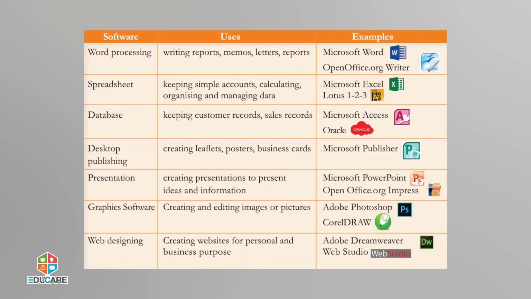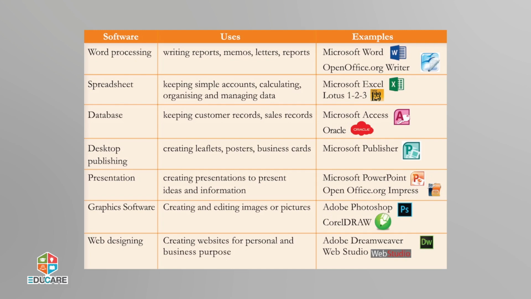Software uses examples. Word processing, writing reports, memos, letters. Microsoft Word, OpenOffice.org Writer. Spreadsheet, keeping simple accounts, calculating, organizing, and managing data. Microsoft Excel, Lotus 123. Database, keeping customer records, sales records. Microsoft Access, Oracle. Desktop publishing, creating leaflets, posters, business cards. Microsoft Publisher. Presentation, creating presentations to present ideas and information.